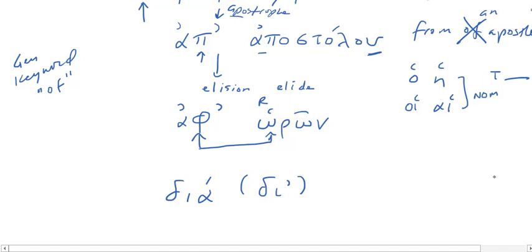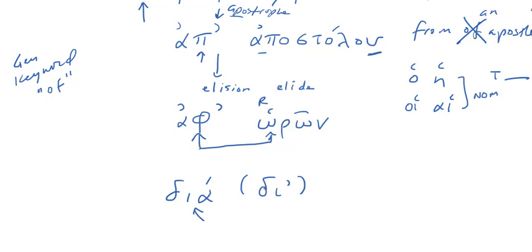There's no consonant before the alpha that is being dropped, right? If there's no consonant before the alpha, that consonant's not interacting with breathing marks because there's no consonant to interact with any breathing marks. So dia just becomes d' and then whatever the noun is. Whether it starts with a smooth or rough breathing doesn't matter.